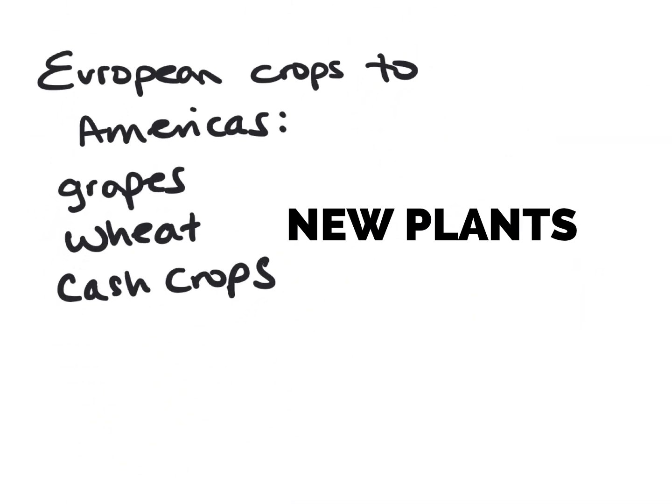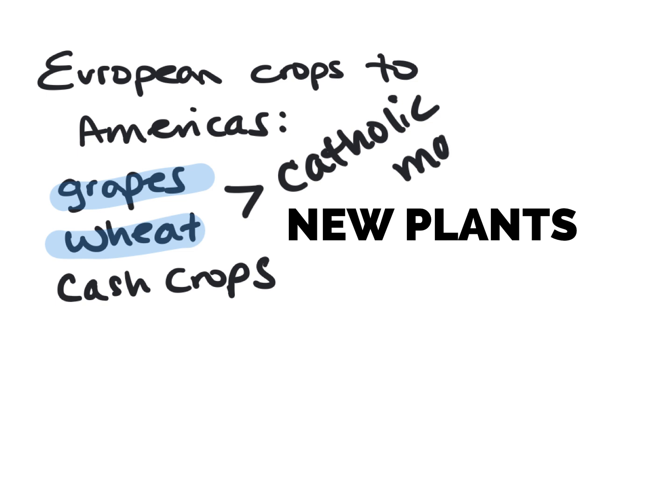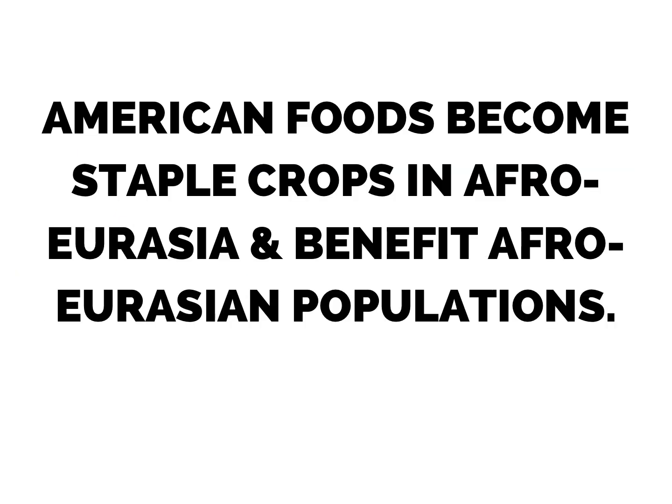We do also, though, get some European crops coming to the Americas. Particularly what we're getting are grapes and wheat. They're brought over by the Spanish because they're really important for Catholic Mass, so Catholic religious services. So that's why they're bringing those over. And then the Spanish and later the Southern British colonists are really going to be into cash crops. So we're going to break those down a little bit more.